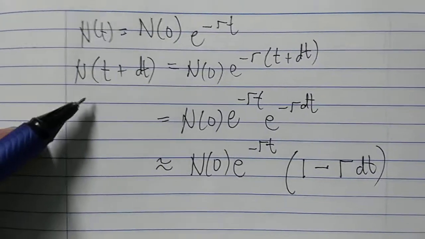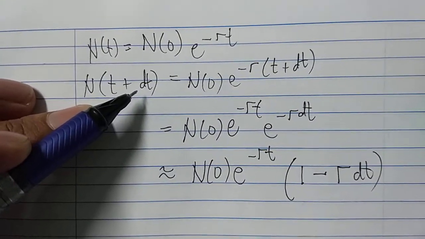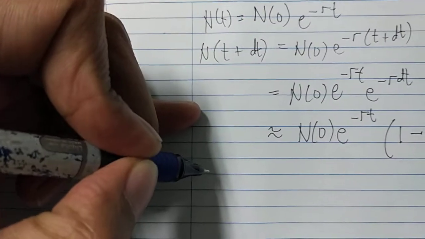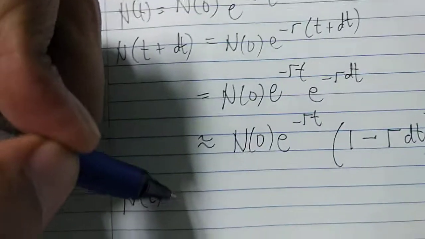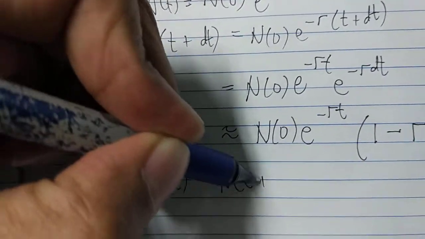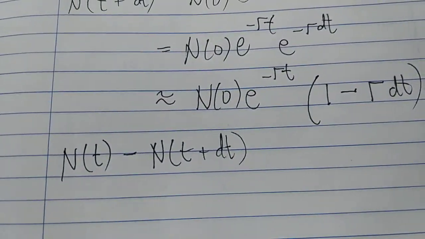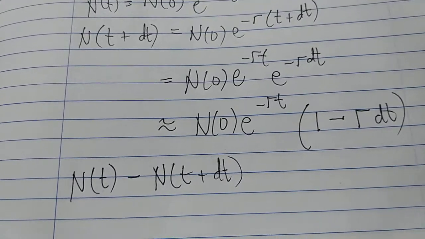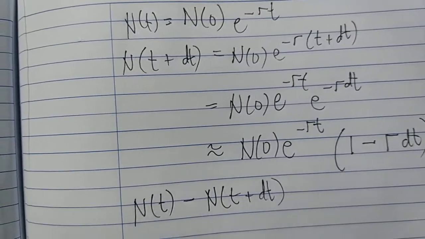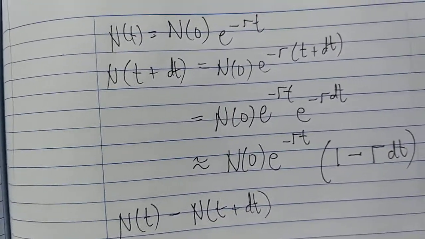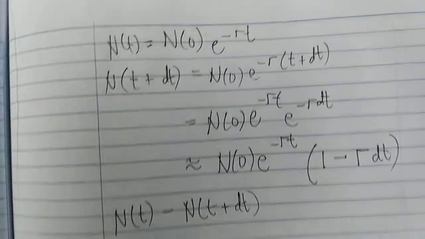Now this is obviously a smaller number than N(t) because this is at a later time, elapsed dt. So we subtract from the original at time t the number of particles remaining at the later time t plus dt. We're doing this so that we can obtain the difference, and then compare it to the total amount. That should give us the probability that the particle decayed from a time t up to a time t plus dt.